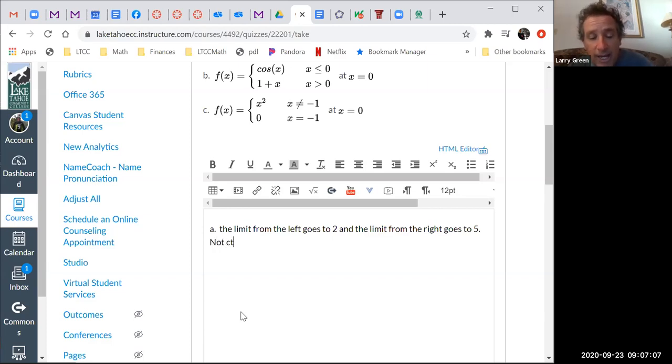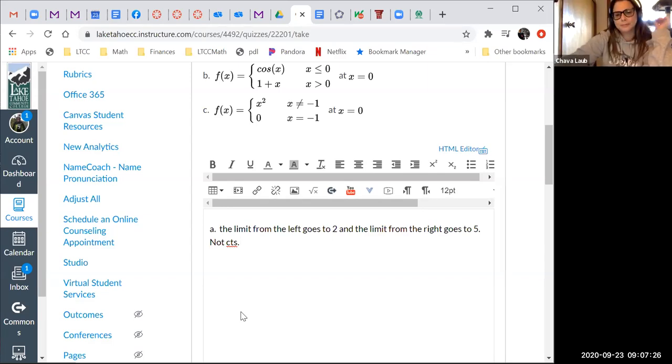And by the way, I didn't show you this before. ETS is what I'll always write for continuous when I'm in a hurry, and you're allowed to use that too. So it's not continuous. What kind of discontinuity is it when the limit on the left and the limit on the right are different, but they actually exist?